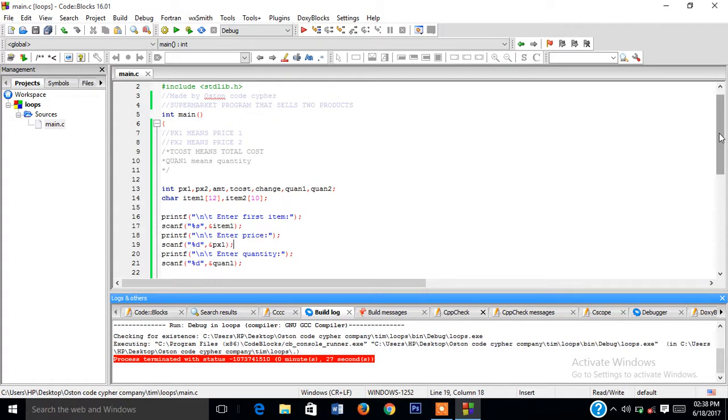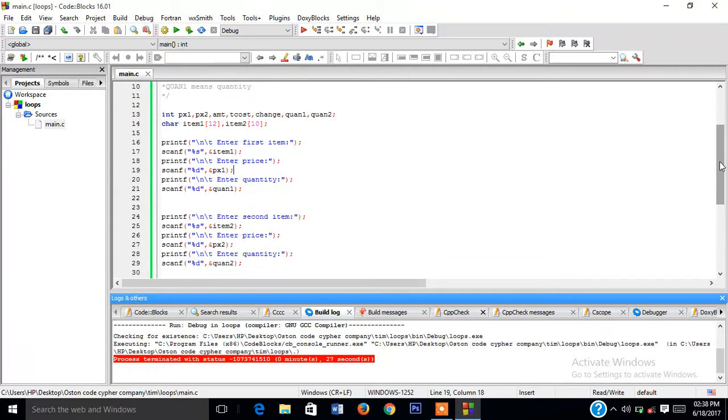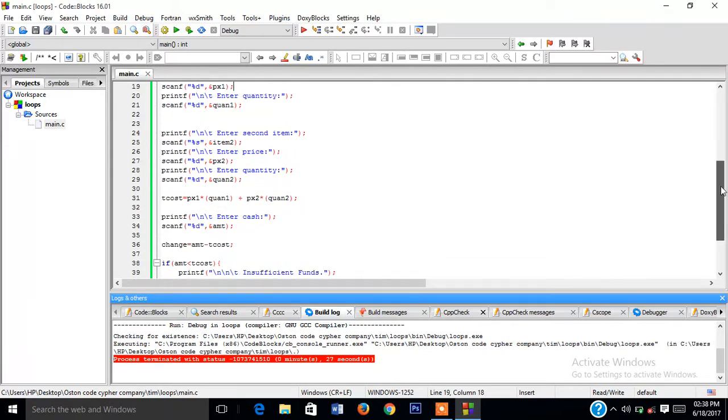I created a supermarket program that sells two products. A supermarket cannot have only two products, so it's all about you. If you want it, you can go on and upgrade the code.